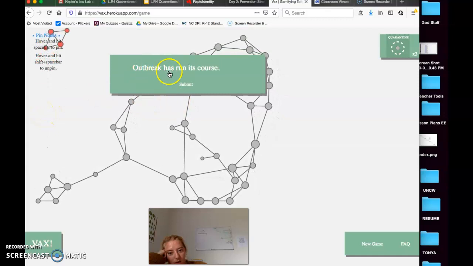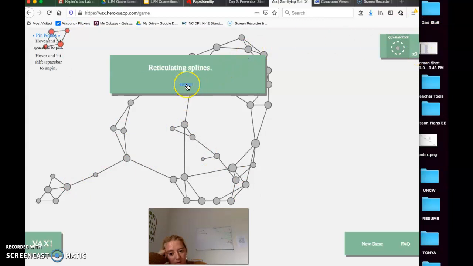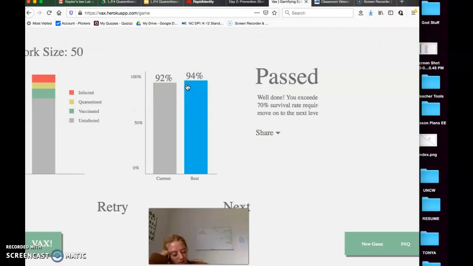Okay, the outbreak has run its course now. So these people in red got it. These gray people did not. Did you see how I disconnected the links by quarantining people and by vaccinating people? So you click submit, and you see how many people were infected of the population. There were 50 people. How many people were quarantined, how many people were vaccinated, and how many people were unaffected.